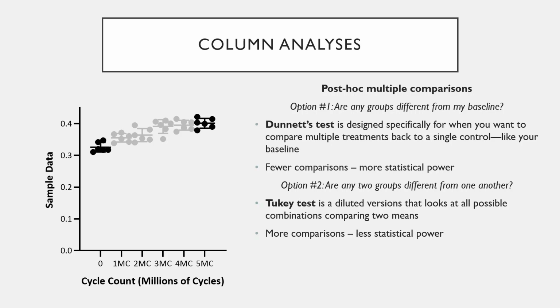Now, this is where you might choose a statistical test like the Dunnett's test, which specifically limits the amount of multiple comparison correction, which in turn increases your statistical power.